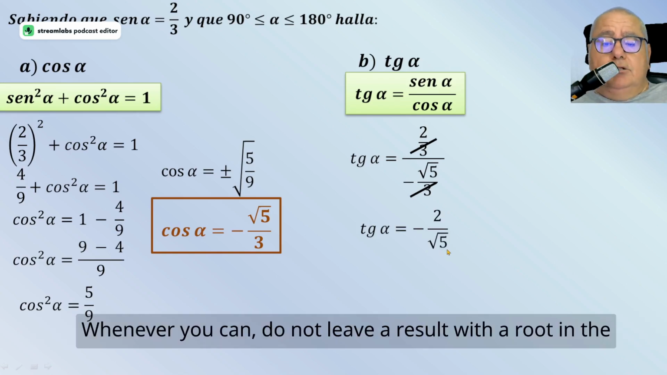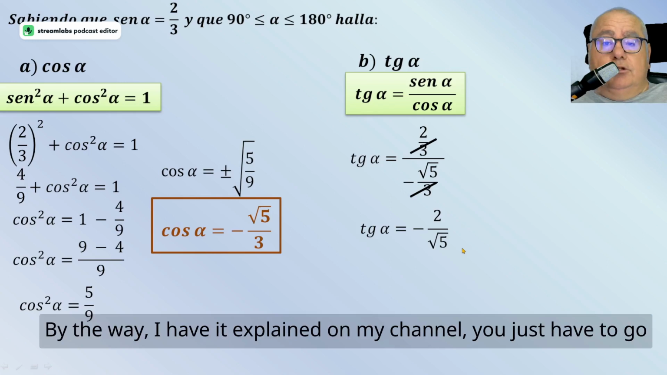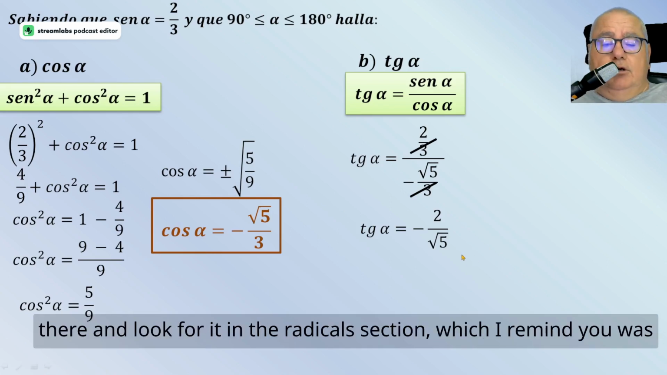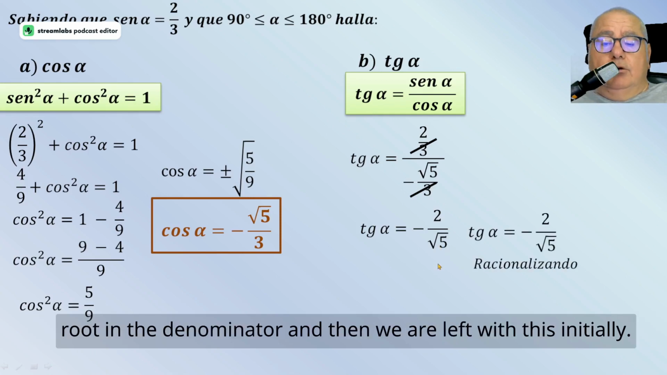Whenever you can, do not leave a result with a root in the denominator. The best thing is to rationalize. If you don't remember, by the way, I have it explained on my channel. You just have to go there and look for it in the radicals section, which I remind you was done in the following way. In this case, to eliminate this root, simply multiply up and down by the root in the denominator and then we are left with this initially.